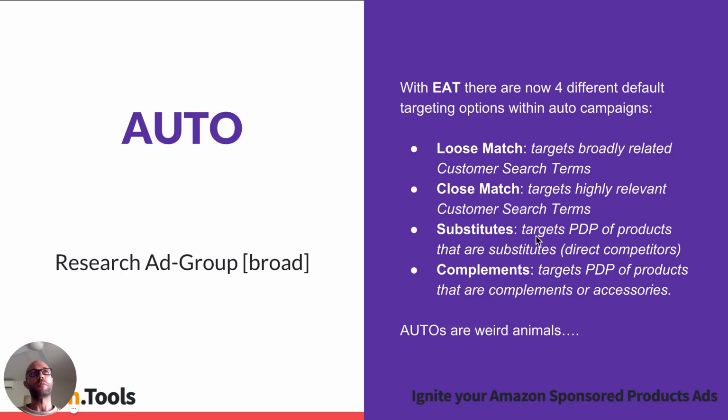The substitutes will target product detail pages, so we'll target other people's products, and the substitute specifically will target direct competitors. So if you're selling a silicone spatula, this specific target will bid on other silicone spatula products, whereas the complements, which is the 4th target the auto campaign will create, will show your ads on product detail pages of products that are either complements or accessories of yours. It's just a note, autos were weird animals before, and we're still now very weird animals.